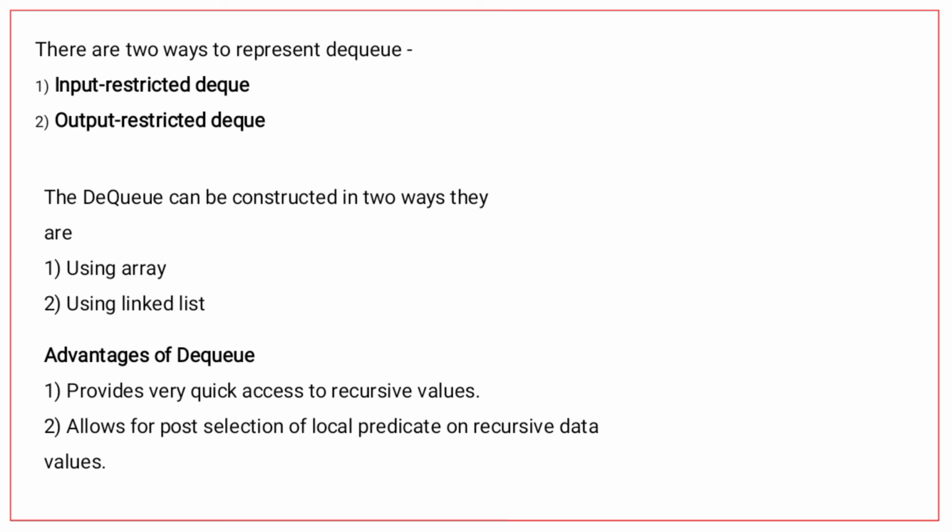The DQ can be constructed in two ways. They are using array and second using linked list.